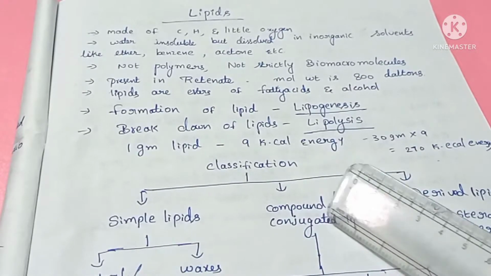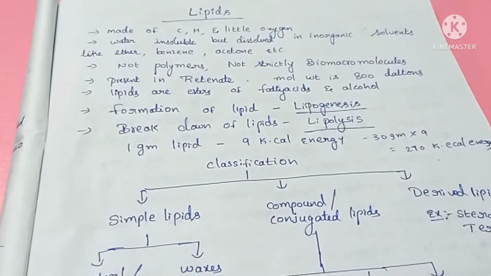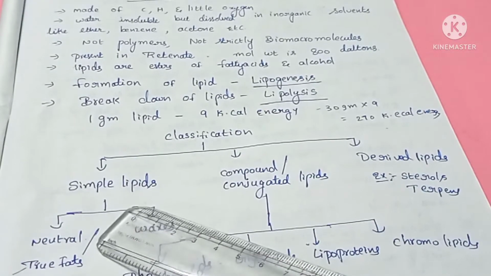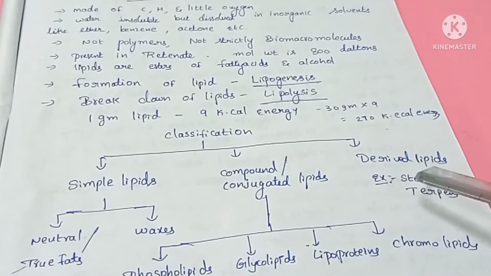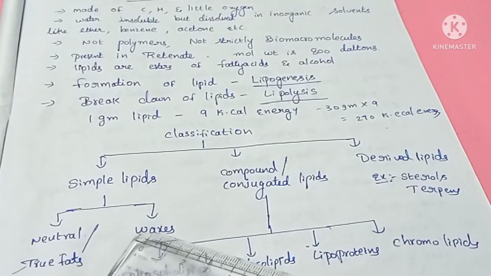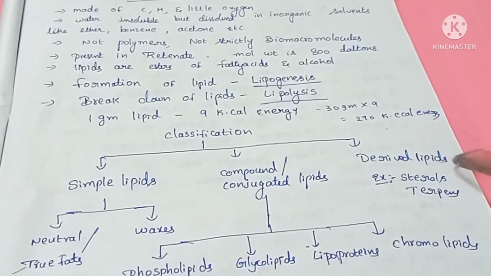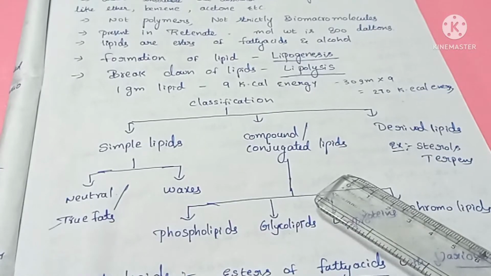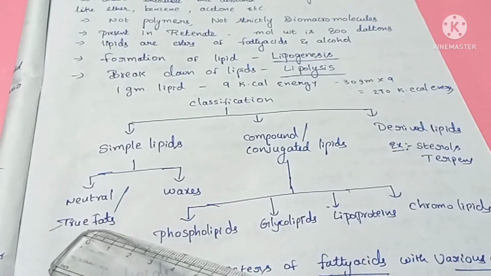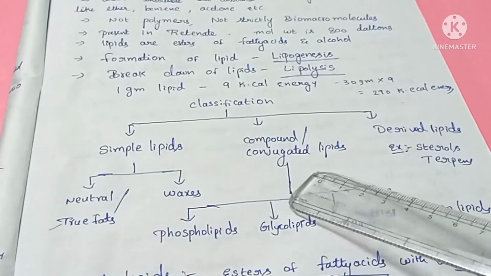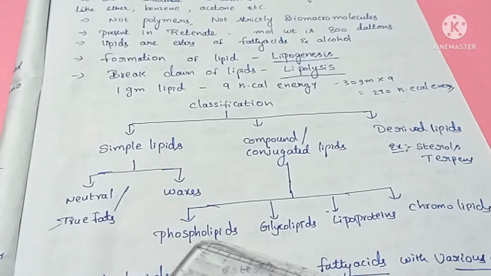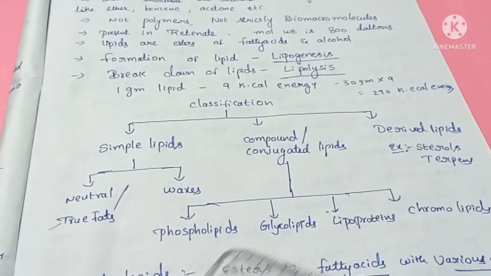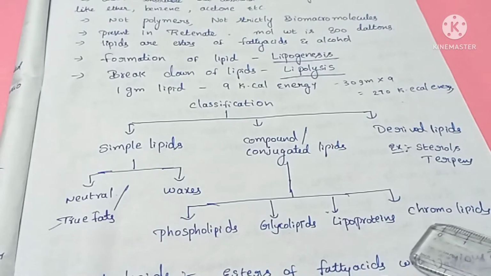If we take the classification part, lipids can be categorized into 3 groups. How many groups are found? They are simple lipids, compound or conjugated lipids and derived lipids. Simple lipids have 2 subgroups: neutral or true fats, and waxes. The compound or conjugated lipids are subdivided into phospholipids, glycolipids, lipoproteins and chromolipids.